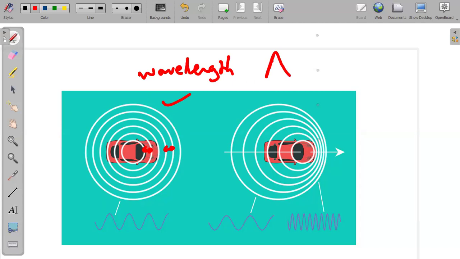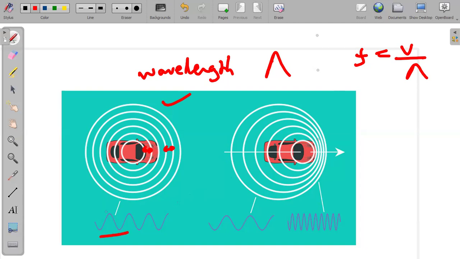Now, of course, this wavelength varies inversely with the frequency. So they are given by the formula: frequency is equal to velocity over lambda, the wavelength, where frequency is defined as the number of waves made per second, or the number of cycles made per second. Right.